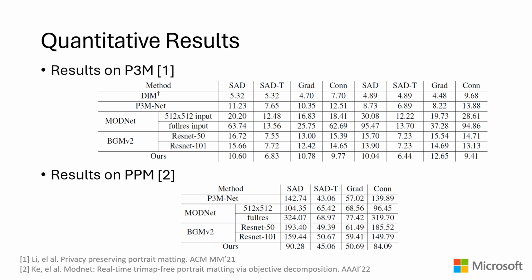We also compared our model with existing state-of-the-art methods on two benchmark datasets, P3M and PPM. Note that unlike all other models, which do not use any auxiliary inputs, DIM uses an additional trimap as input as guidance. That's why it has really good numbers. We include DIM here just for reference, because it's one of the most common baselines used in the community. As can be seen from the tables, our model outperforms other methods on almost all metrics and sets the new state of the art.